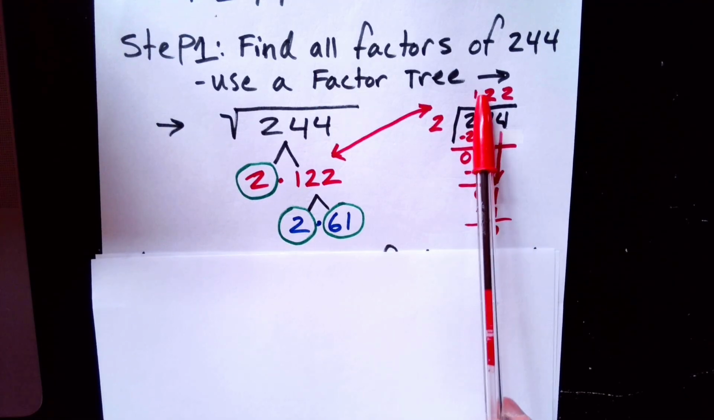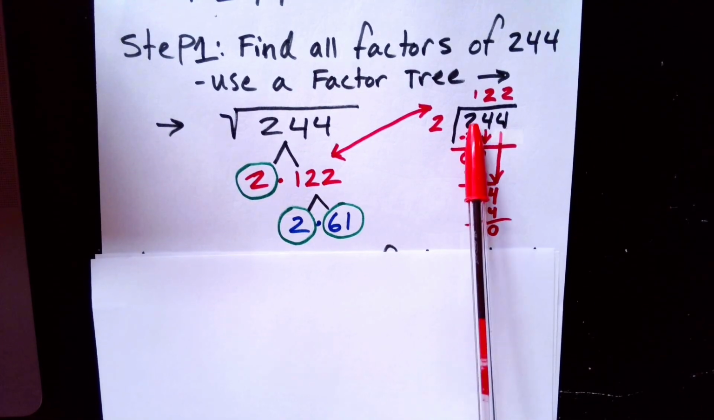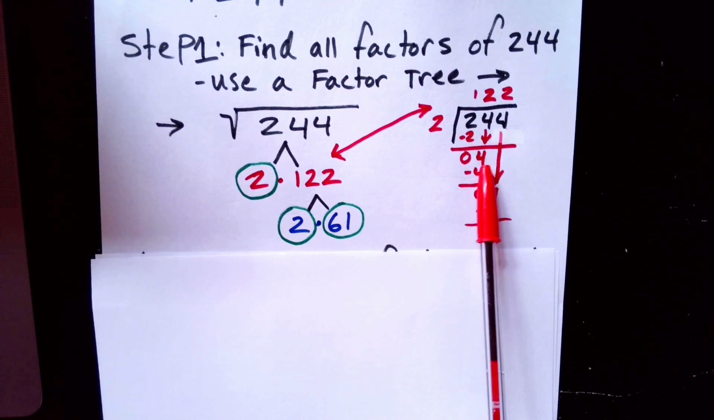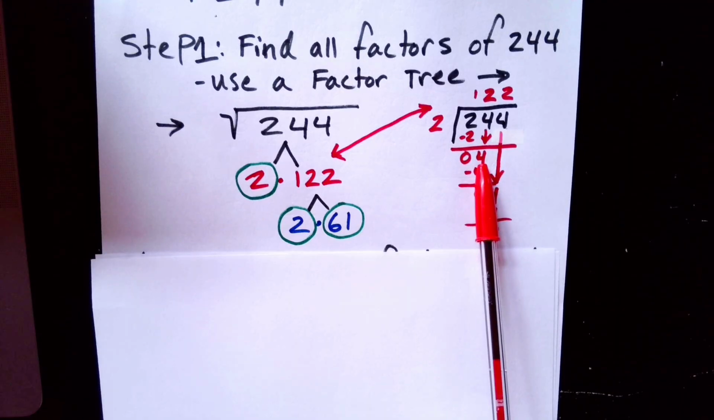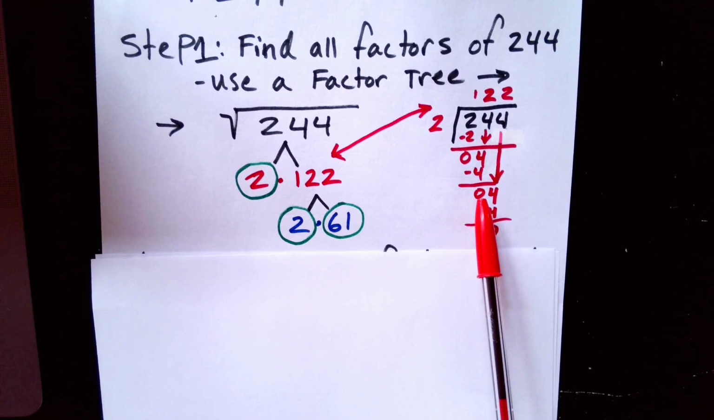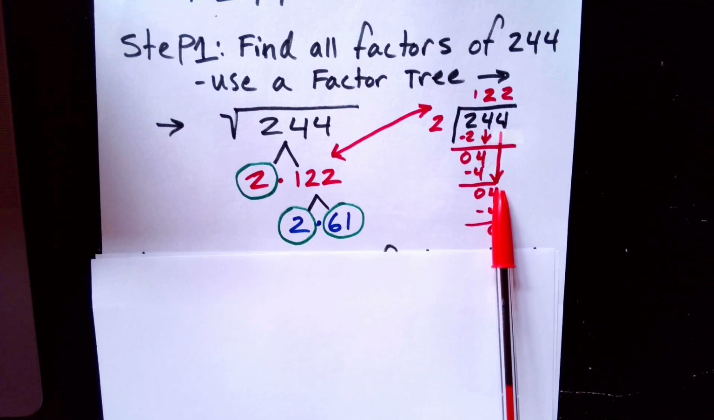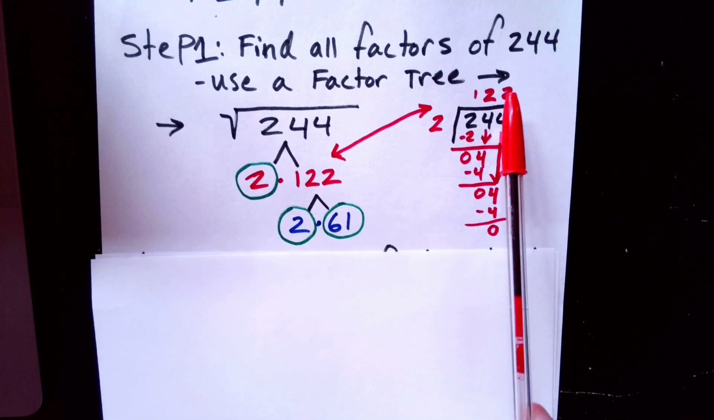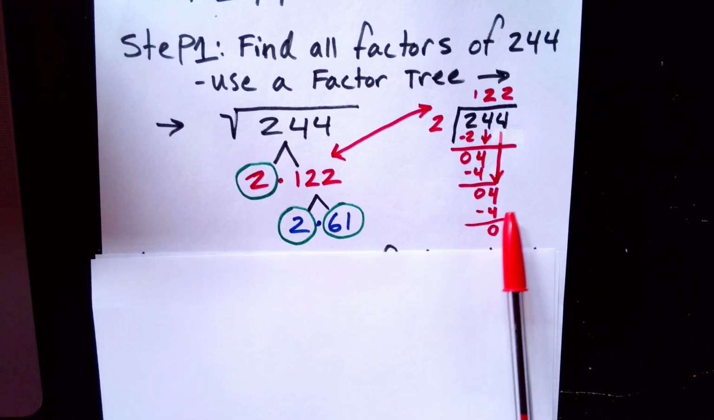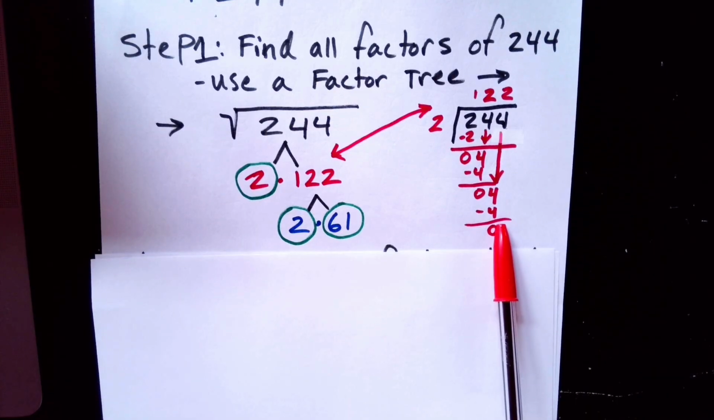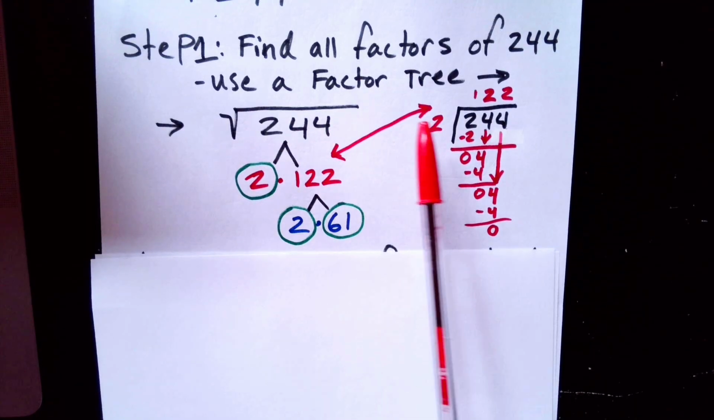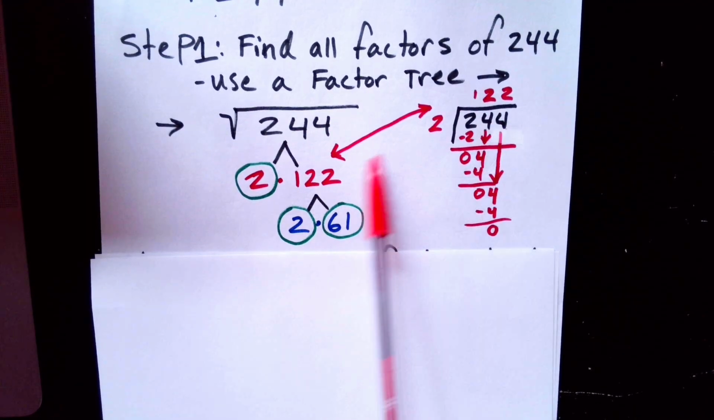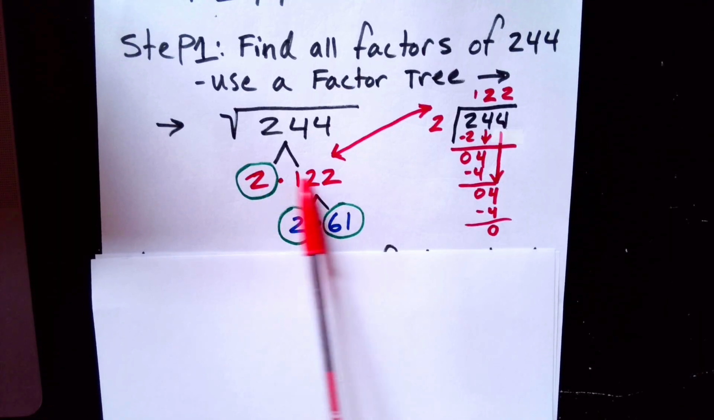So 2 times 1 is 2. I subtract 2 from the 2. I get 0. Bring down the 4. 2 times 2 is 4, right? So I'm going to subtract 4 from this value. I get 0. I'm going to bring down the 4. And again, 2 times 2 is 4. Subtract 4 from 4. I get 0. So breaking down the value of 244 is 2 times 122. I'm showing you this here.